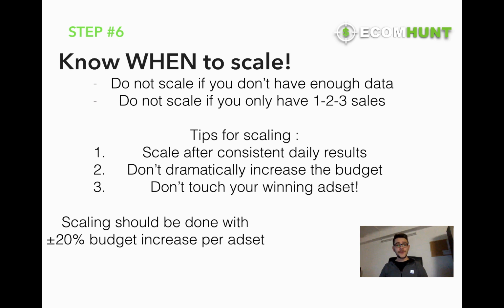And here comes the third tip. Don't touch your winning ad sets. If you have an ad set that is doing good, giving you a positive ROAS, don't touch that. Just duplicate it and use the duplicate to test out your scaling. Scaling should only be done with increases of 20, maybe 25% of your daily budgets, because if you do otherwise, if you increase it by 100%, maybe you're gonna mess up the Facebook algorithms and you could kill your ad sets. This is everything for today's lesson.